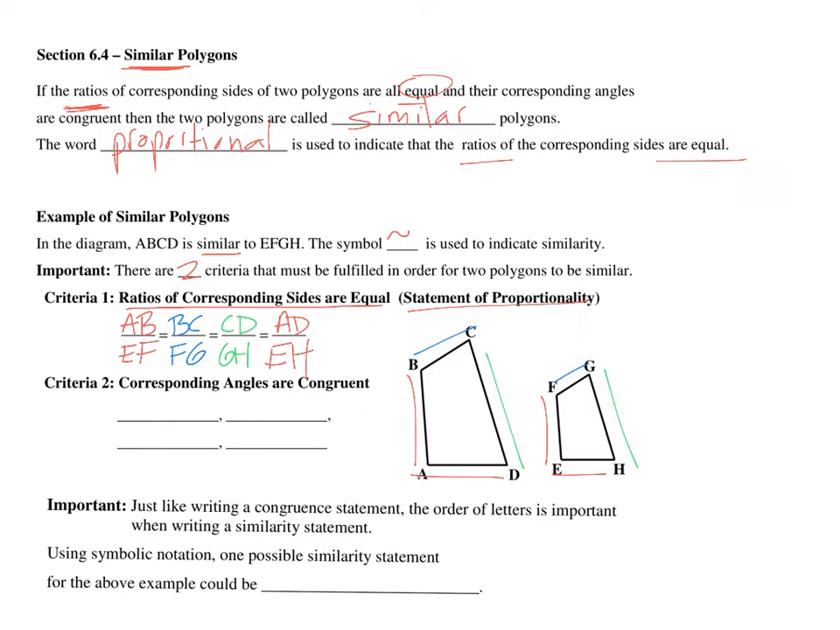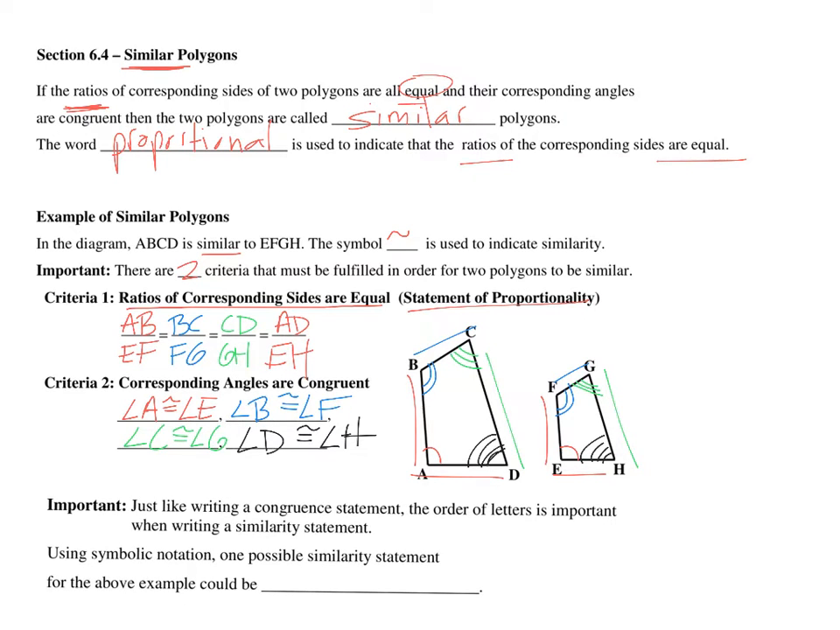And then the next piece of criteria, the corresponding angles are congruent. So angle A should be congruent to angle E. And angle B should be congruent to angle F. Then you have C should be congruent to G. And D should be congruent to H. If those two pieces of criteria are met, then the triangles or any type of figures are similar.